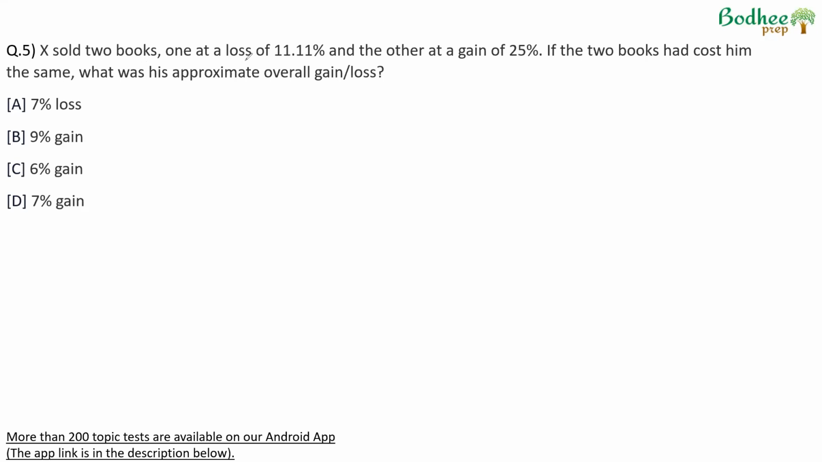X sold 2 books, one at a loss of 11.11%, the other at a gain of 25%. If the books had cost him the same, what is the approximate overall gain or loss percent? Again, the cost price is the same, and therefore we can say profit minus loss upon 2, which is 25 minus 11, 13.89 by 2, which will be 6.9, approximately 7% gain.